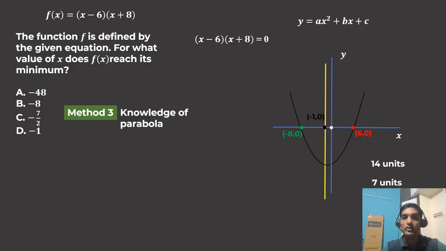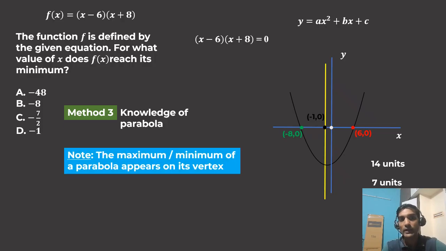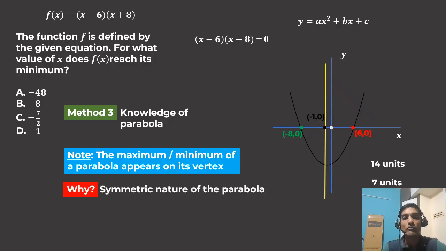Now, if I draw a line through -1 comma 0 parallel to the y-axis till it cuts the parabola at some point, that point has to be the minimum, right? Why? Because of this important note. For any parabola, the maximum or minimum of the parabola appears at its vertex, right? Why is that? Because the parabola is symmetric in nature. Whatever is happening to the left hand side of the vertex of the parabola, the same thing will happen on the right hand side. The parabola is symmetric. So that is the reason why this blue colored point that you see on the parabola, which is also lying on the yellow colored line, is basically going to be the minimum. And anyway, we care only about the x value. So the x value is going to be -1, hence -1 is the answer.